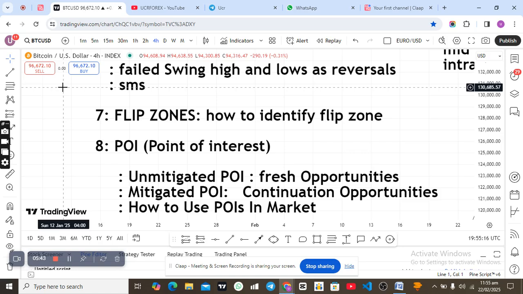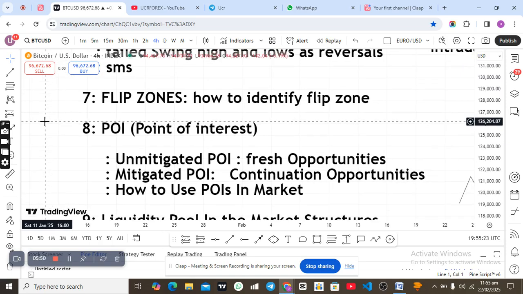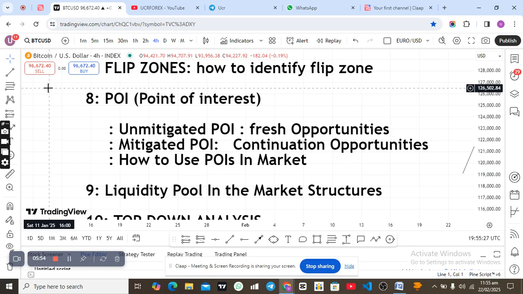Okay, so now we'll be talking about what is flip zone on today's lesson. We'll probably try to talk about what is POI, point of interest, and then unmitigated POI and mitigated POI. We try to understand how to use the POI in the forex market. This is what we are going to try to explain on today's lesson.